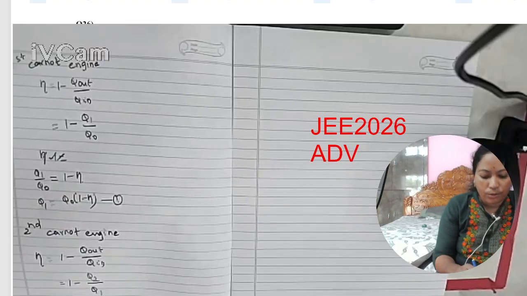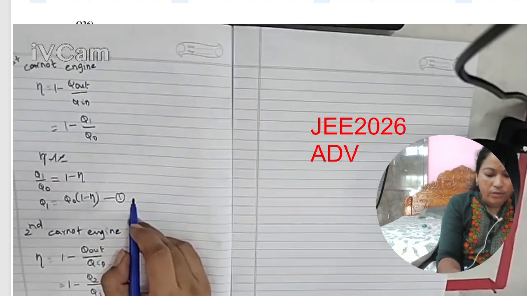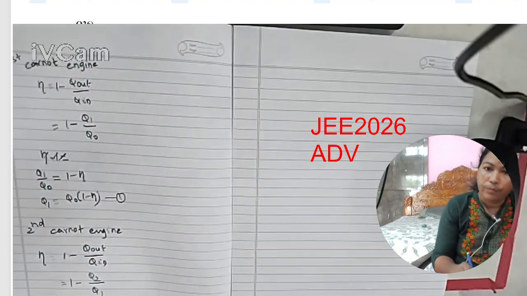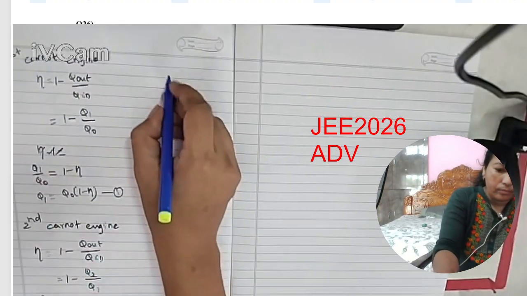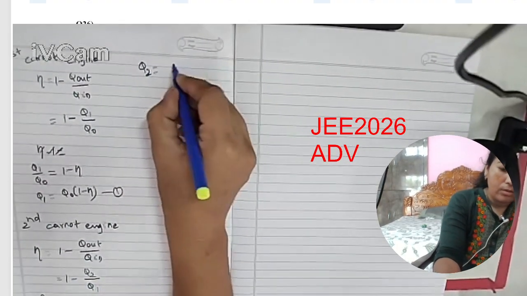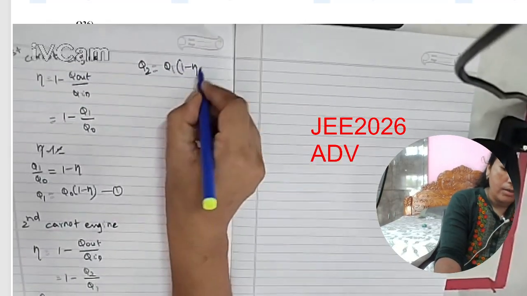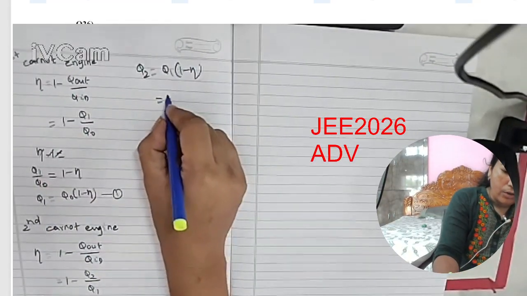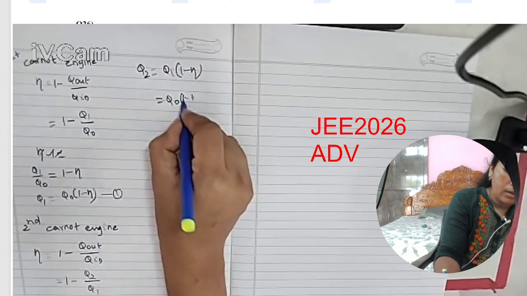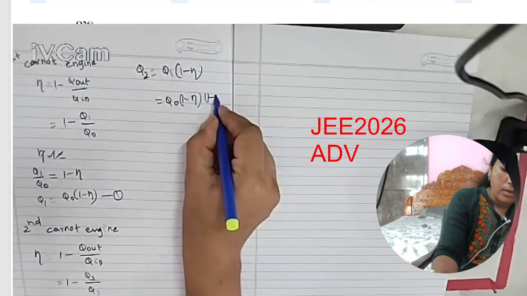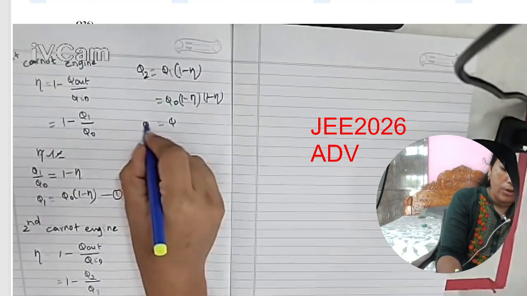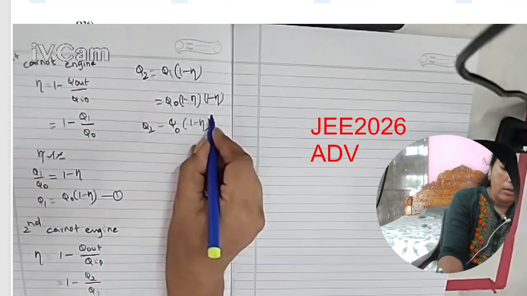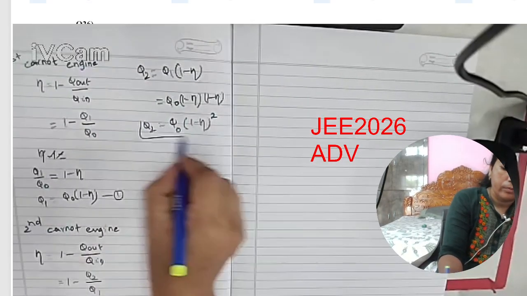From equation 1, you can write Q1 as Q naught into 1 minus eta. Q2 is equal to Q1 into 1 minus eta. In the place of Q1, I am substituting the Q1 value here: Q naught into 1 minus eta, into 1 minus eta. This implies Q2 is equal to Q naught into 1 minus eta to the power of 2.